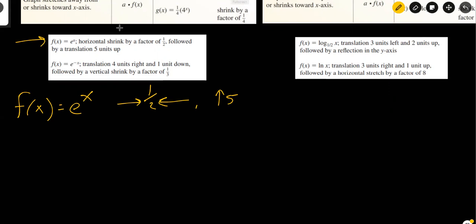Again, this is my little shorthand. When the arrows are pointing towards each other, it means it's a shrink. If it's horizontal arrows, it's obviously a horizontal shrink. If it's vertical arrows, it'd be a vertical shrink. If they're pointed away from each other with a number in the middle, that means it's a vertical or a horizontal stretch. A single arrow is a translation in whatever direction.